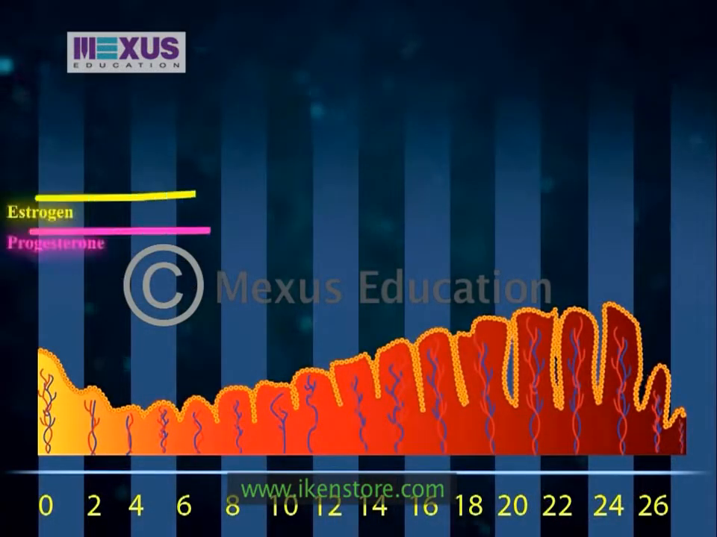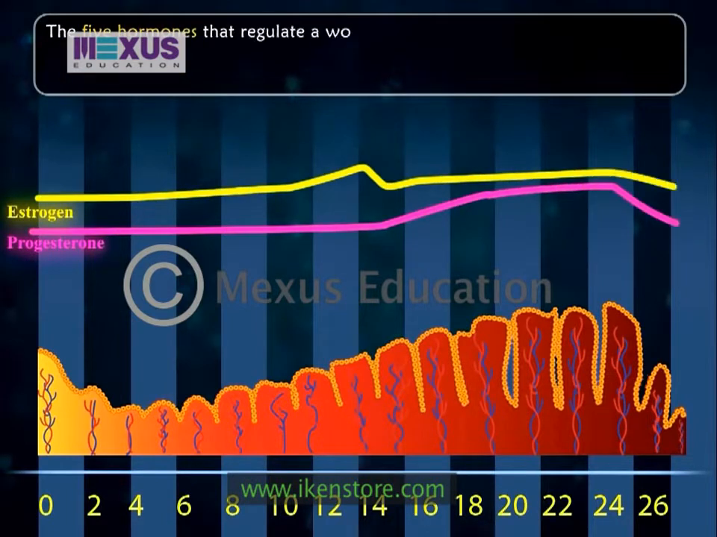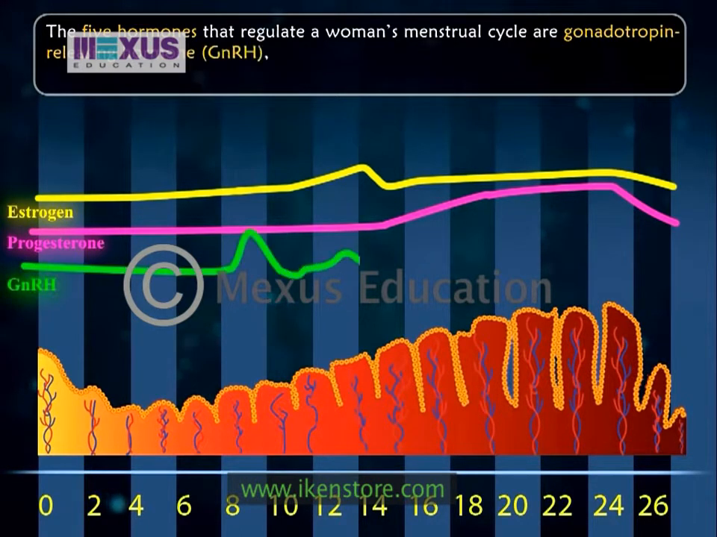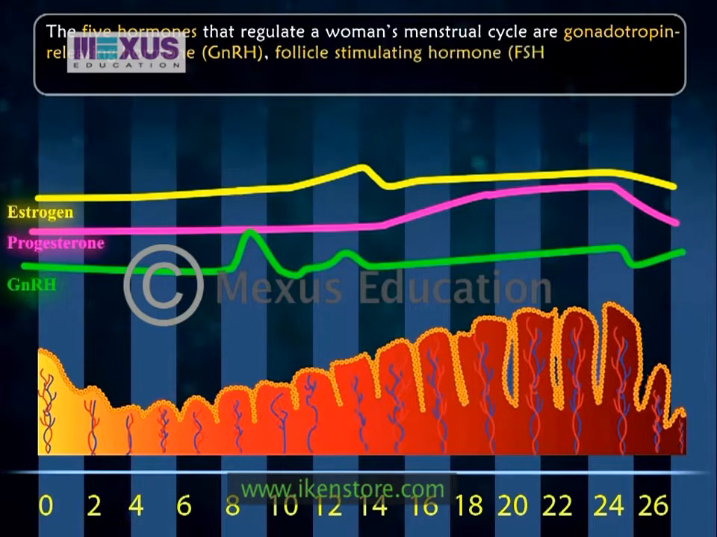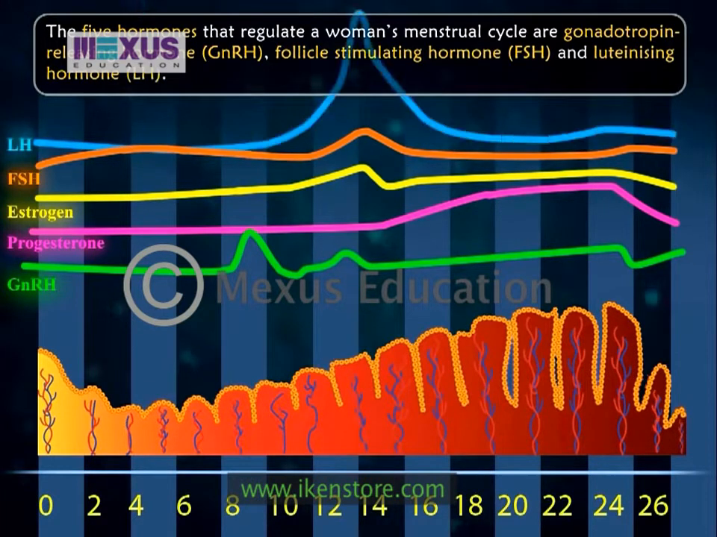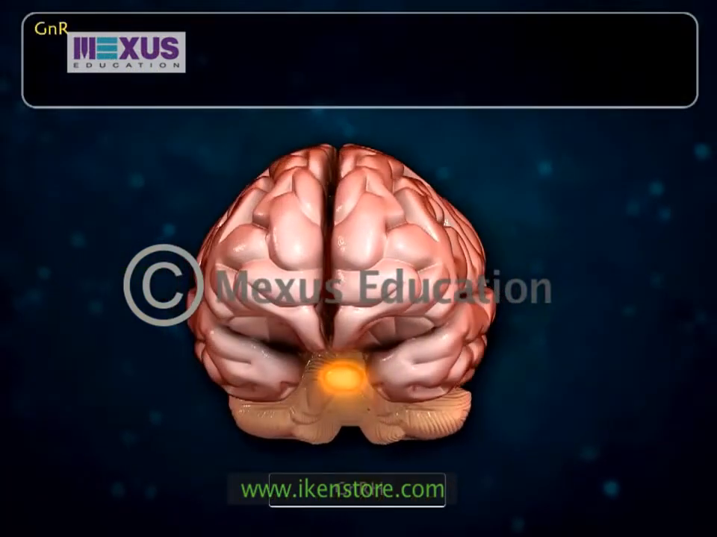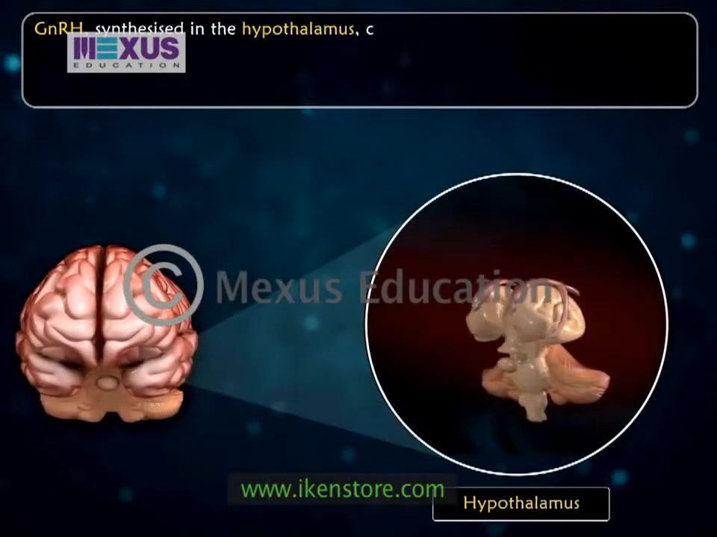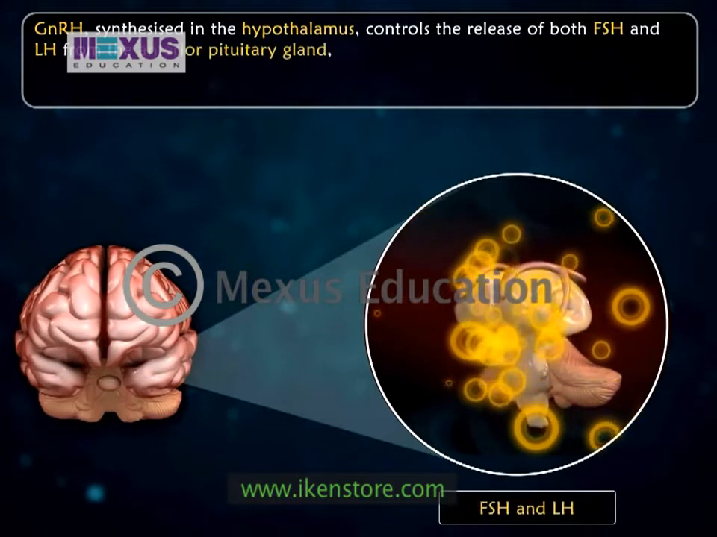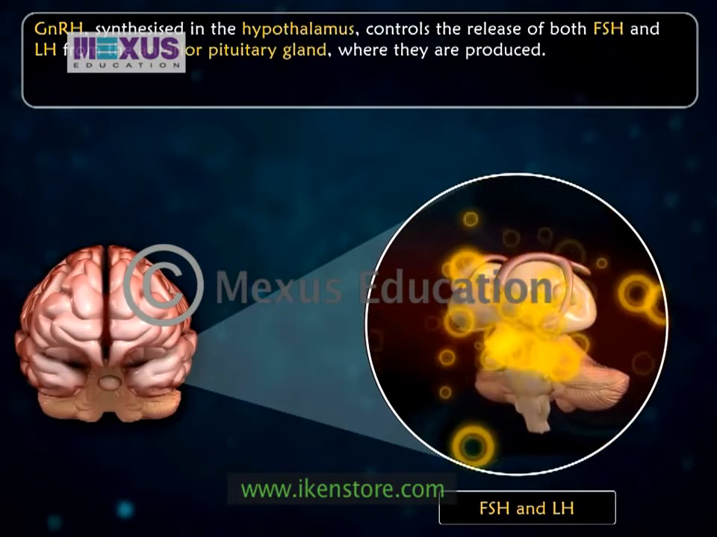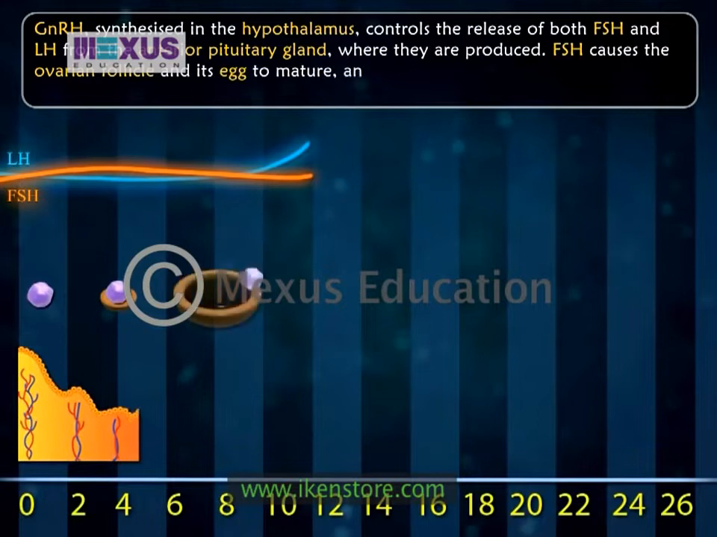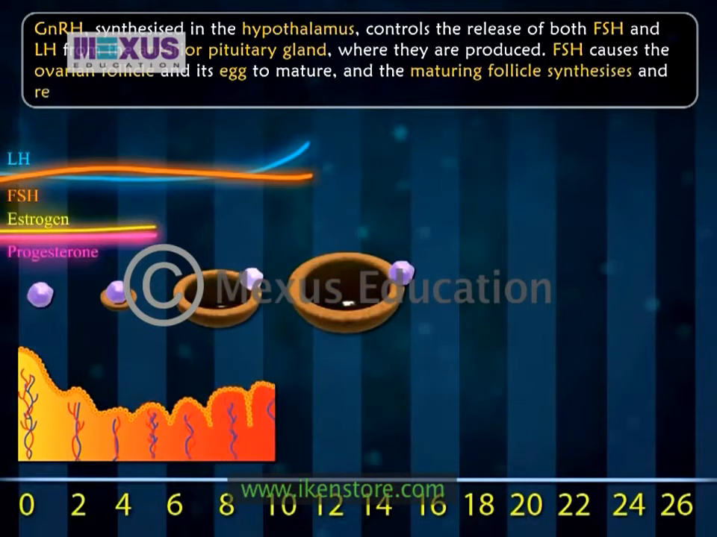Apart from estrogen and progesterone, the other hormones that regulate a woman's menstrual cycle are gonadotropin-releasing hormone, or GnRH, follicle-stimulating hormone, or FSH, and luteinizing hormone, or LH. GnRH, synthesized in the hypothalamus, controls the release of both FSH and LH from the anterior pituitary gland, where they are produced. FSH causes the ovarian follicle and its egg to mature, and the maturing follicle synthesizes and releases estrogens.